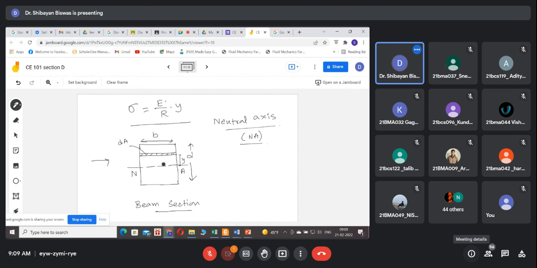Have we come across this sort of expression, integration of Y dA, where Y is the distance of the area from any axis? Area moment of inertia. Is it the right term?